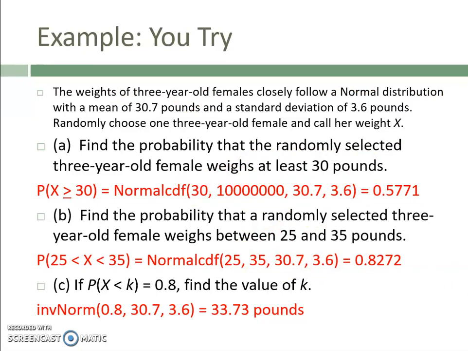The other option for doing this is to actually calculate the z-scores by hand. So for instance, for this first one, we would do 30 minus 30.7 divided by 3.6. That would give you a z-score, and then you would use that to either look up in table A or use normal CDF, but for the standard normal curve. Okay? That is it. That was a short little end to this section.